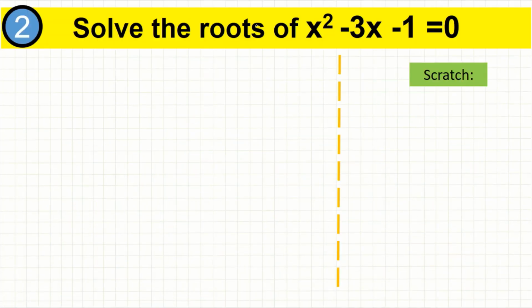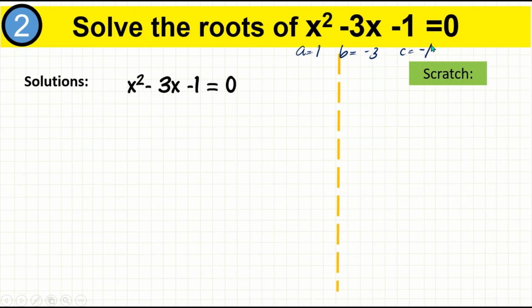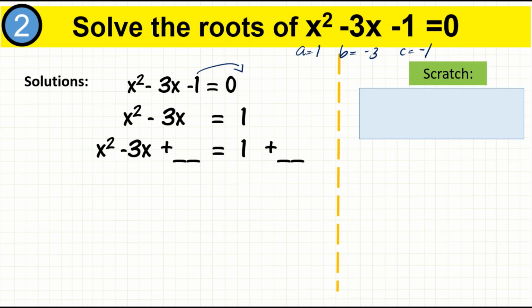Example number 2. Solve the roots of x squared minus 3x minus 1 is equal to 0. Here, a is equal to 1, b is equal to negative 3, and c is equal to negative 1. After this, we have a solutions in which we have to isolate the constant term. So we have x squared minus 3x, and then si negative 1 using the additive inverse and addition property of equality, we will have positive 1. And then we are going to add both sides of the equation by this blanks, and this blanks will be b over 2 squared.